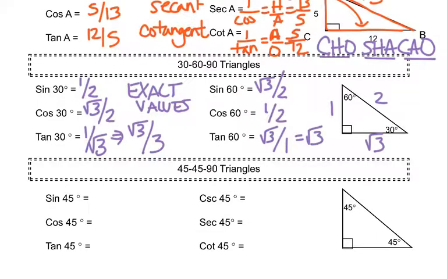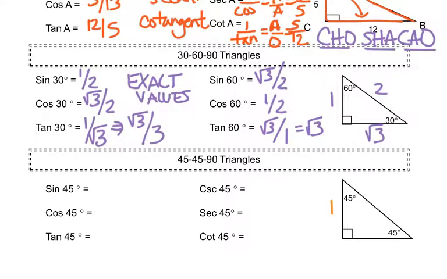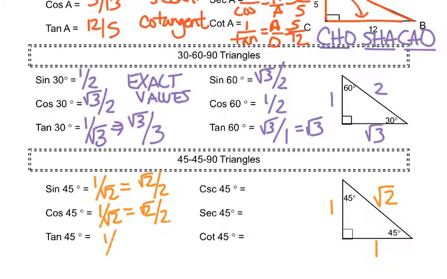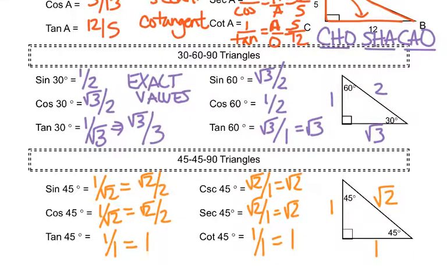Similarly for the 45, 45, 90, x, x, x root 2, easiest if the legs are 1. So we have 1 over root 2, which rationalizes to root 2 over 2. 1 over root 2 rationalizes to root 2 over 2, and 1 over 1 is 1. Cosecant of a 45 would be root 2. Here, root 2 over 1 again is root 2, and then 1 over 1 is 1. In the next few days, we are going to move towards really memorizing those values.